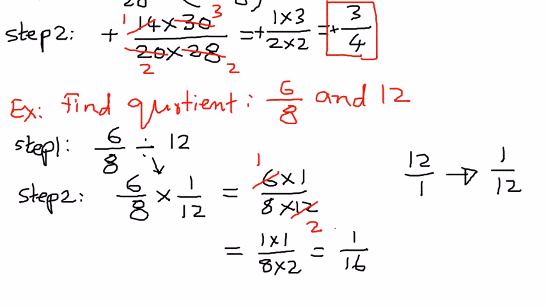Therefore, the simplified form of 6 over 8 divided by 12 is going to be equal to 1 over 16, and that is the way we simplify the division of fraction problems. In my next presentation, we shall see more examples on division of fractions.